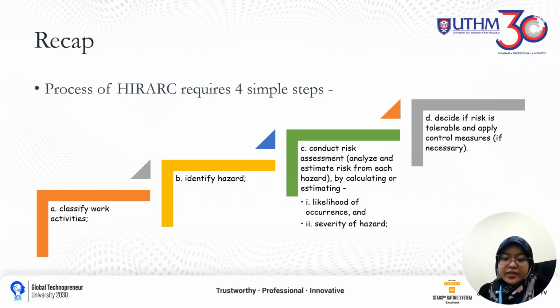So there you have it, the first step of HIRARC. So let's do a recap. The process of HIRARC only requires four simple steps. First, classify the work activities. Second, identify the hazard. Third, conduct risk assessment. You need to choose likelihood and severity, and then refer to the risk matrix to put your risk into three levels: high, medium, and low. And then based on that, you need to decide if the risk is tolerable and apply control measures if necessary. It's as simple as that.